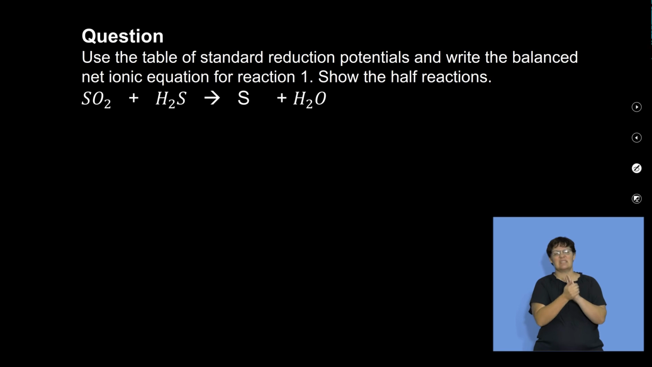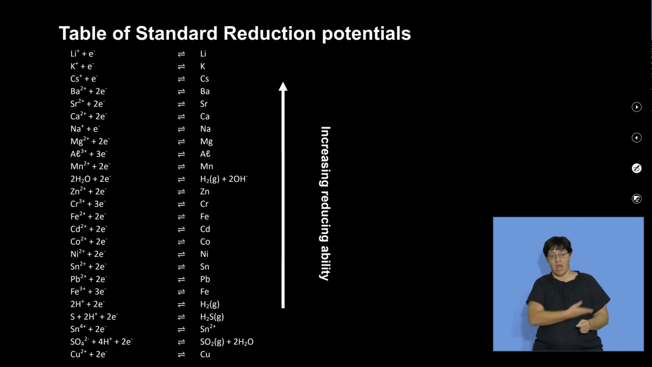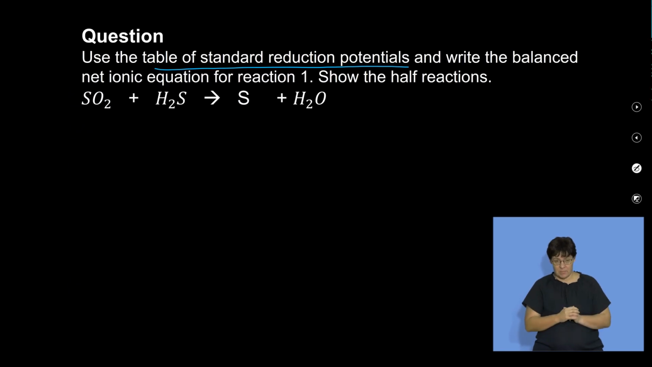And then it says here, use the table of standard reduction potentials and write balanced net ionic equations for reaction 1. Show the half reactions. So we need to draw our attention to the standard reduction potential tables and identify the correct reaction. In this case, we need the sulfur to be one of the products, and sulfur dioxide needs to be one of the reactants on the left.